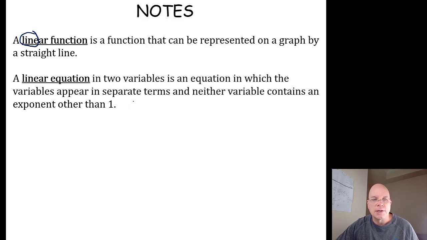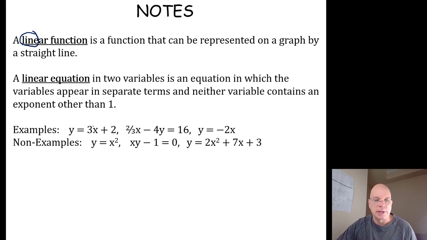A linear equation in two variables is an equation in which the variables appear in separate terms and neither variable contains an exponent other than 1. Now that's one of those definitions that's hard to understand when you read it, but easier to understand when you look at some examples. So here's the first example of a linear equation.